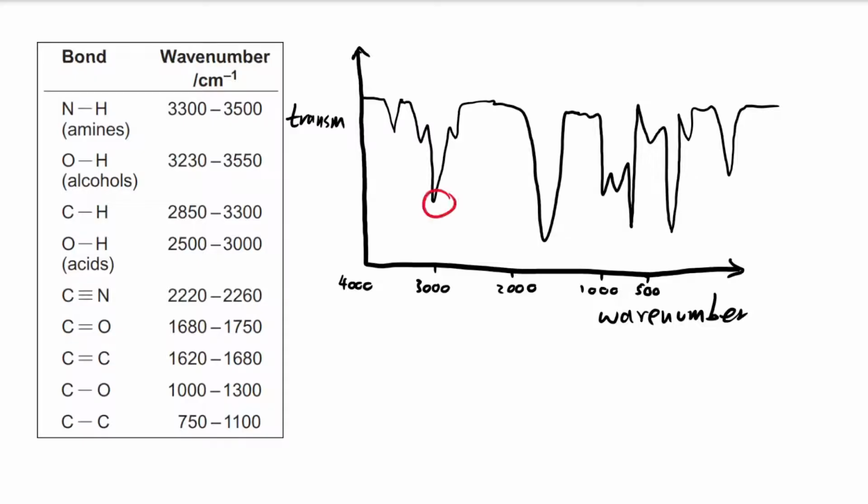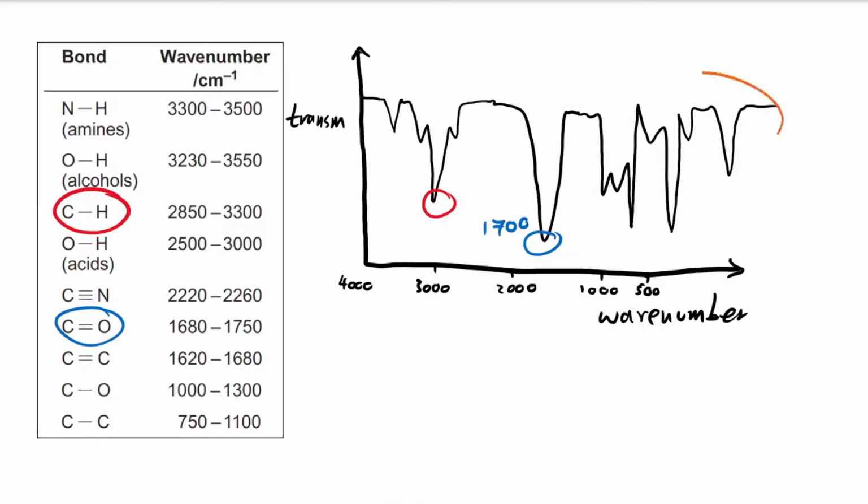First off, we have a peak at around 3000. That's going to be our CH bond. And that's going to be one that crops up a lot. We have a peak at about 1700. What's that going to be? Well, it's just outside the C double bond. So therefore, it looks like it's going to be our C double bond O.